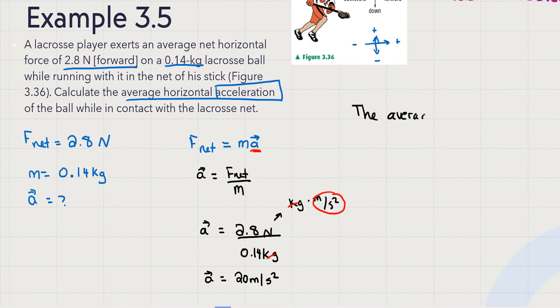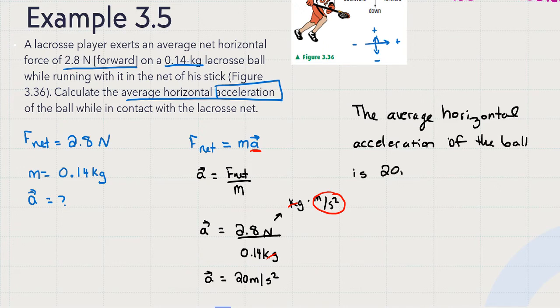The average horizontal acceleration of the ball is 20 meters per second squared. So it's comparatively easier than some of the stuff that we've been doing in terms of what formula we're using, that it's a quick little swap in between the three. If you have any questions, of course, ask.